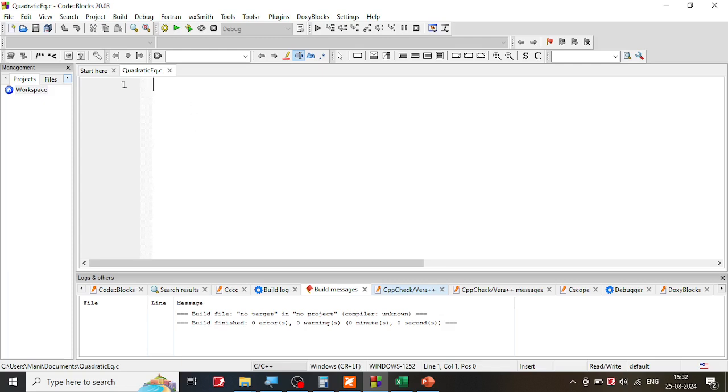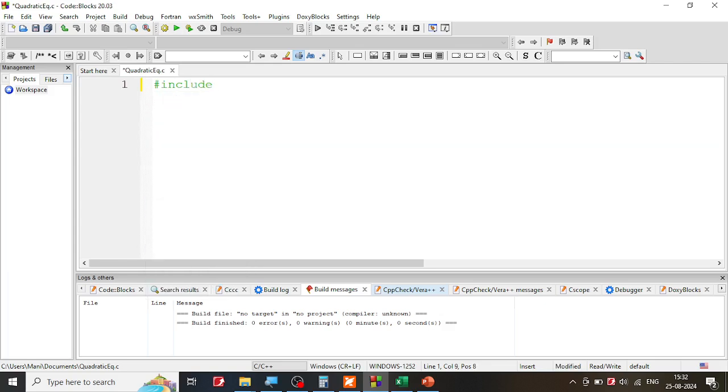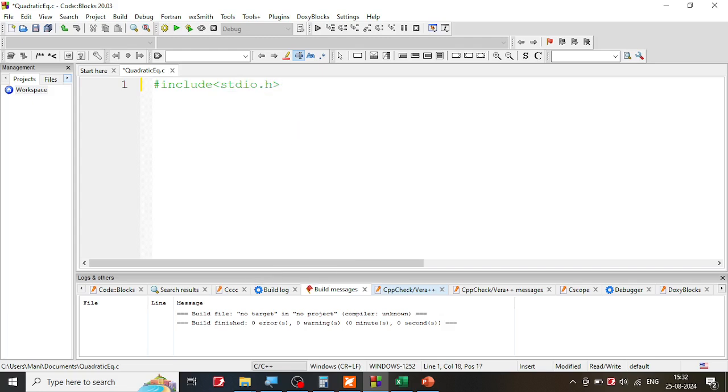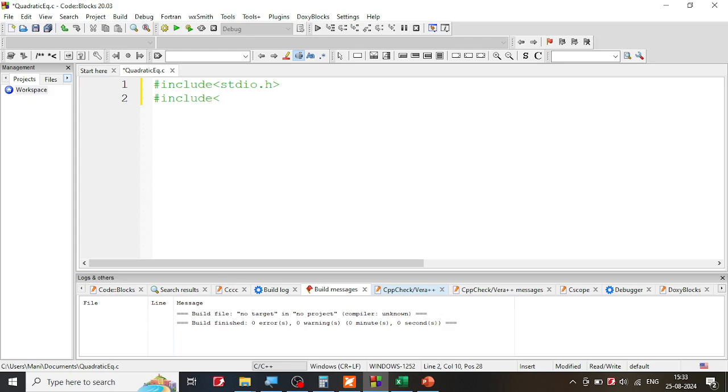I'm going to just zoom in for you. You know very well, for any C program, you include stdio.h. And because I have to find the square root, I'm going to include one more header, that is math.h. Then I'm going to go with void main. Remember, if you are using int main, then you have to return something. I'm using void so that I don't have to write a return statement.